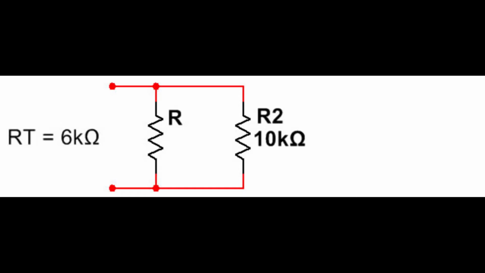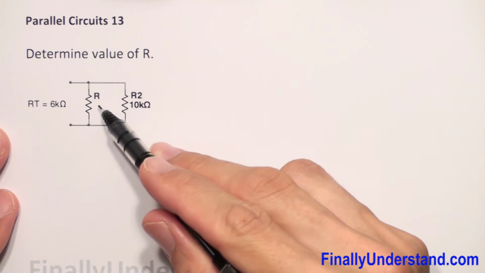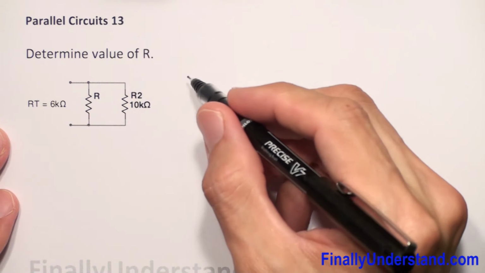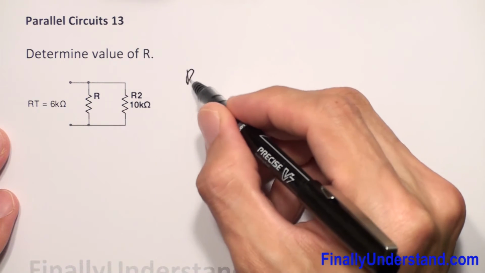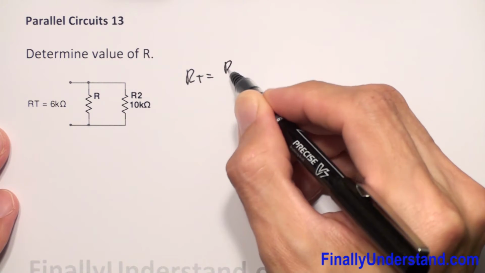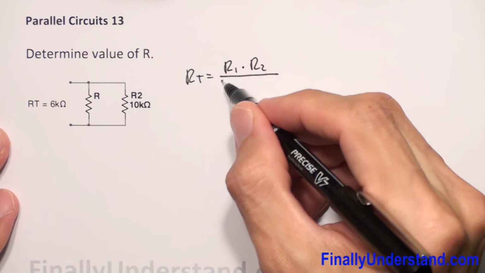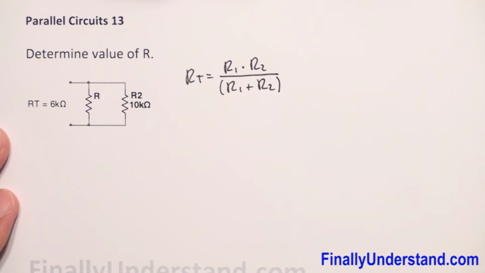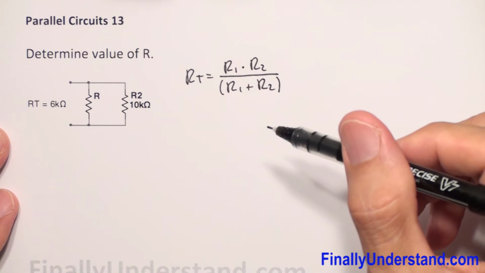Let's take a look at this example. This time we have given R total, R2, and we're supposed to find the value of R. I have two resistors, that's why I'm going to use the formula called product over the sum. So R total is equal to R1 times R2 over R1 plus R2. I have to solve this formula for R.